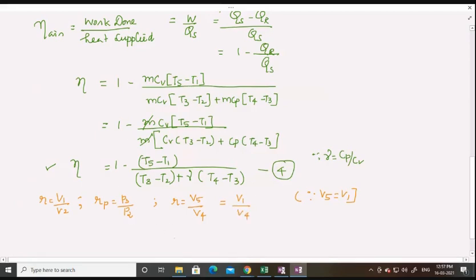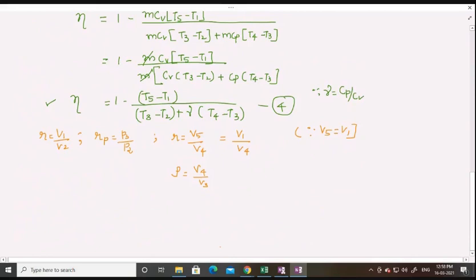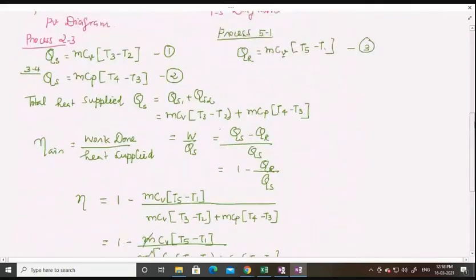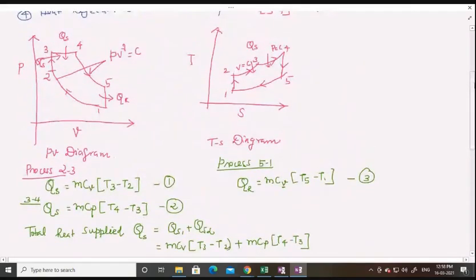And one more parameter is the cutoff ratio. The cutoff ratio is nothing but, where the maximum temperature occurs at point 4, V4 divided by V3. So why are we saying cutoff ratio is V4 by V3? Because actually the maximum temperature occurs at this position. So V4 divided by V3. That is the reason.